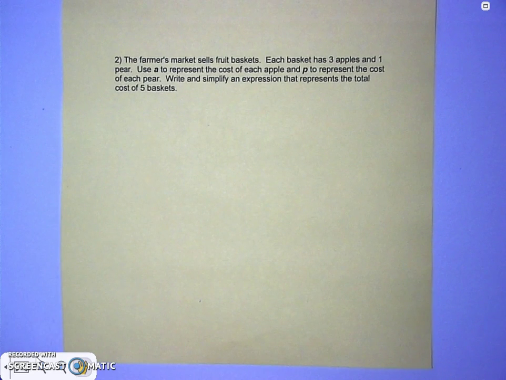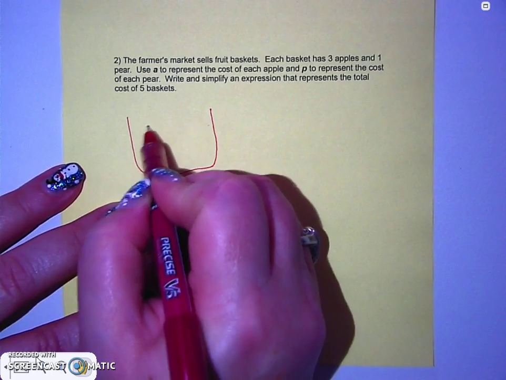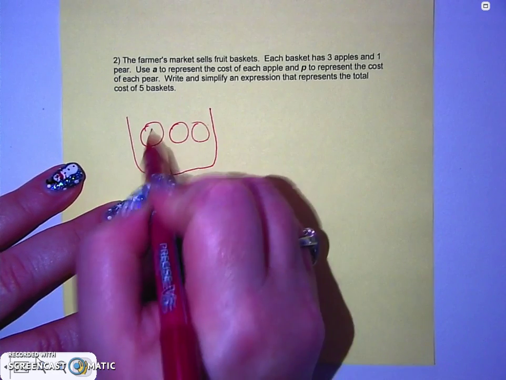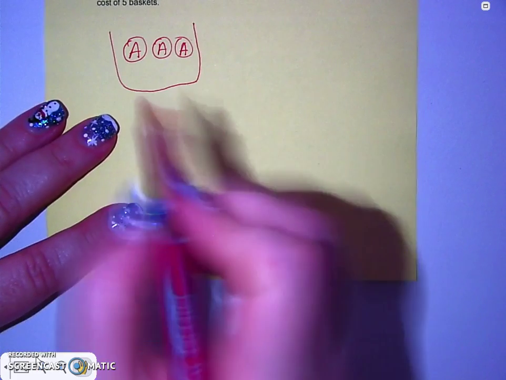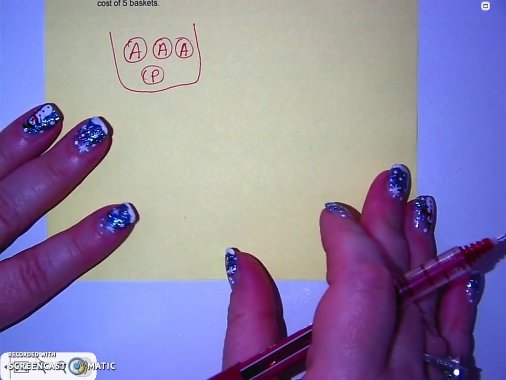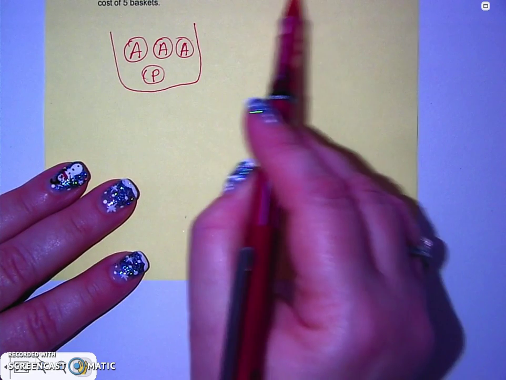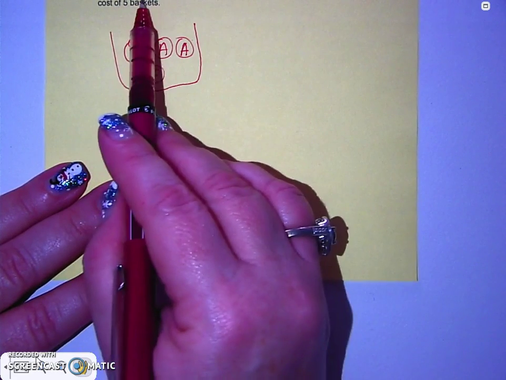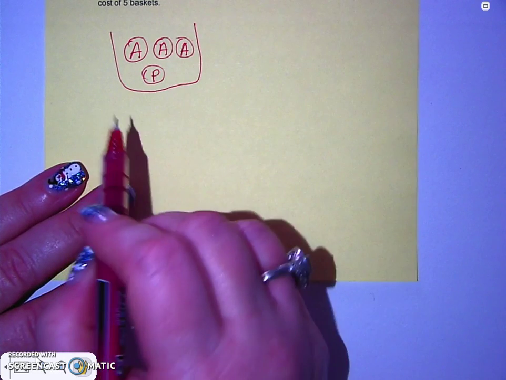The farmer's market sells fruit baskets. Each basket has 3 apples and 1 pear. So I've got a basket. I have 3 apples, and in that, I also have 1 pear. That's one basket. Use A to represent the cost of each apple and P to represent the cost of each pear. Write and simplify an expression that represents the total cost of 5 baskets.